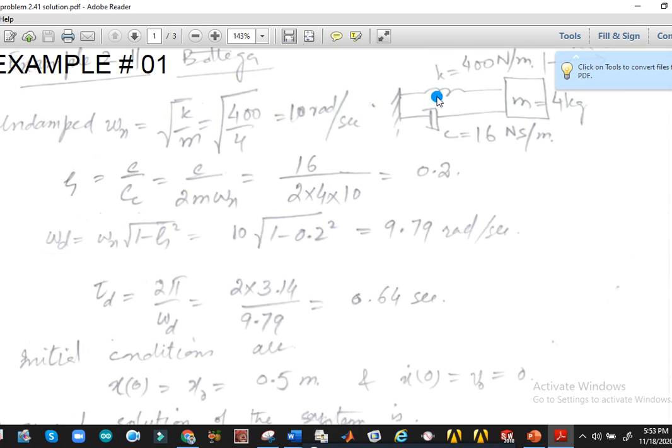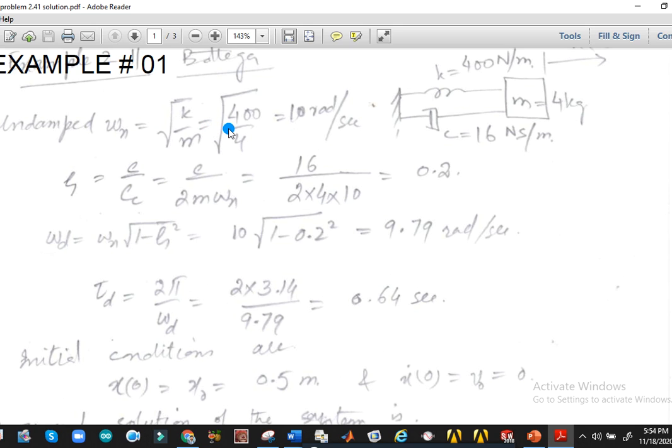So here we can see this is the mass spring damper system. Mass of the body is 4 kg, spring stiffness is equal to 400 Newton per meter, and coefficient of damping C is equal to 16 Newton seconds per meter. This is the provided information. Initial conditions are also given. For example, initial displacement is 0.5 meter and initial velocity is 0. Okay, so these are the provided conditions.